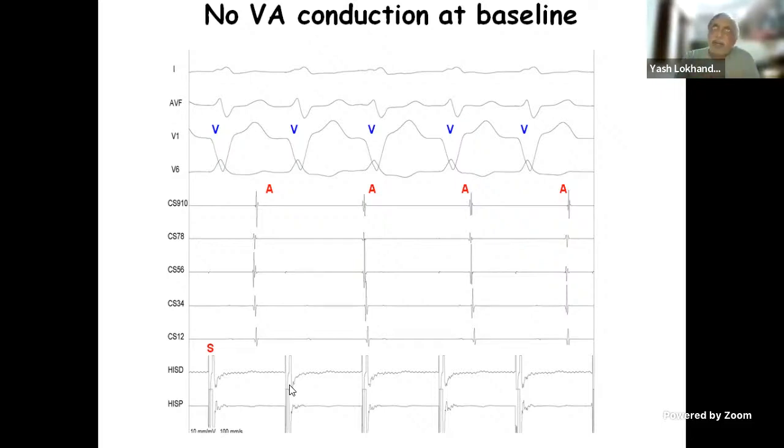But conduction from atrium to ventricle is more difficult than conduction from ventricle to atrium. You understand what I'm saying? Yes, sir.